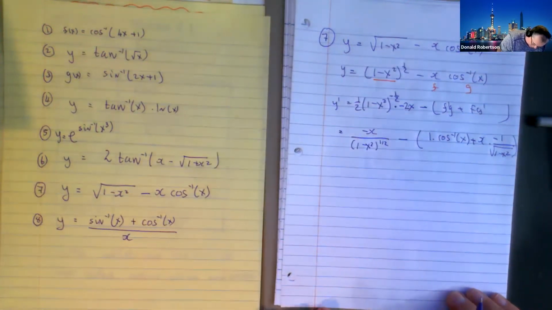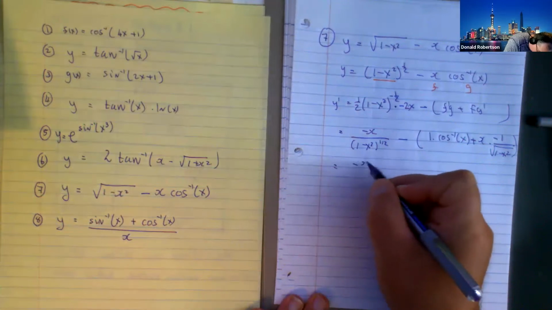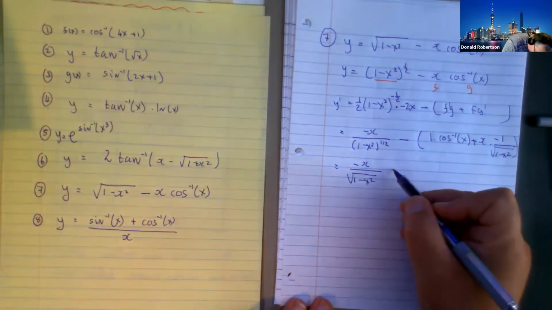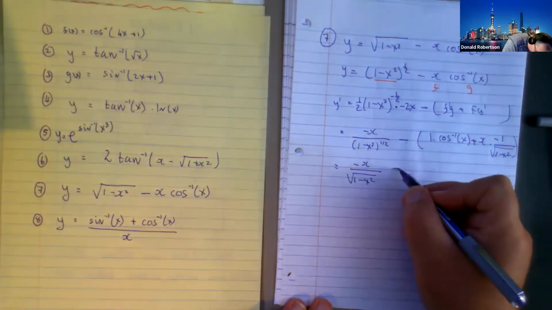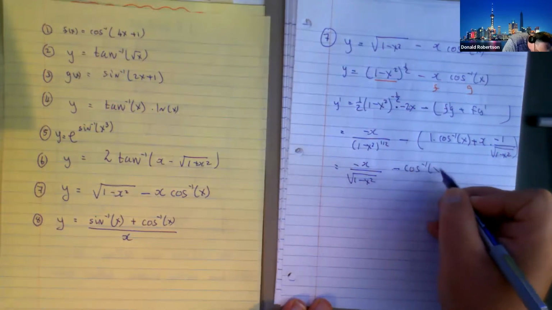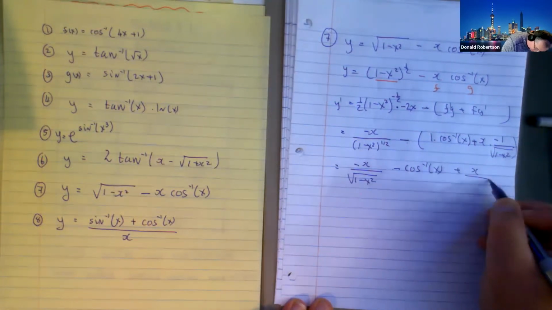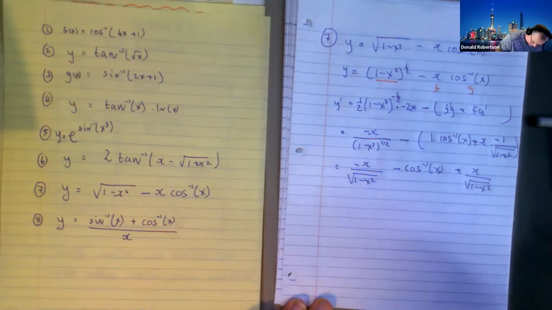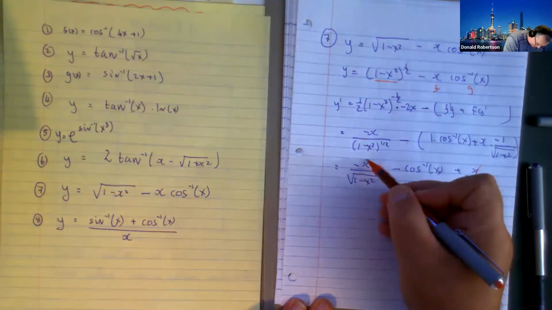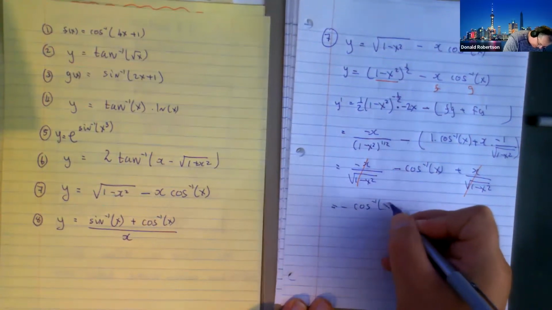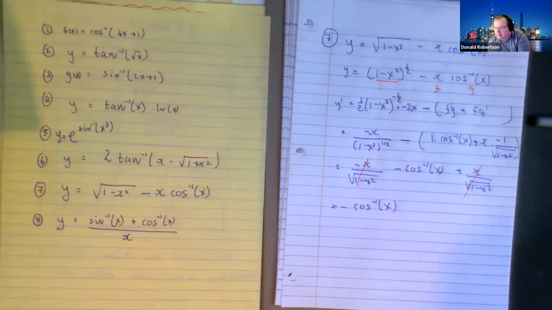Ooh, that's interesting. So I have a negative x over a square root of 1 minus x squared. The negative of this guy just becomes negative inverse cosine x. The negative of this guy with the times x becomes plus x over the square root of 1 minus x squared. And that guy kills that guy off. You weren't expecting that, were you? Kind of pretty.